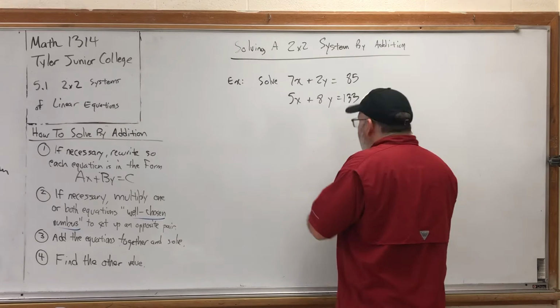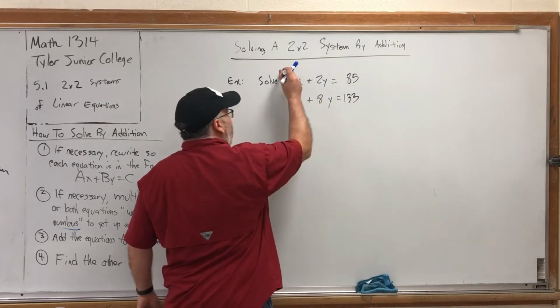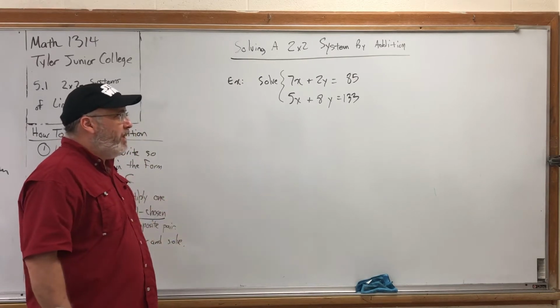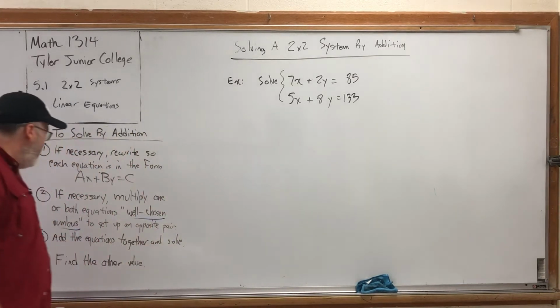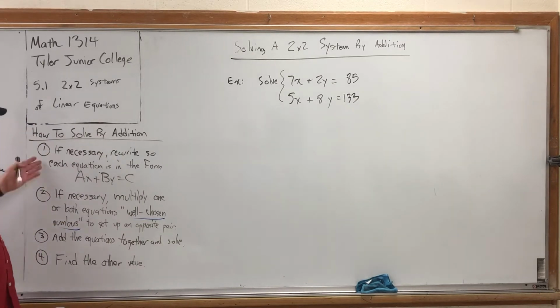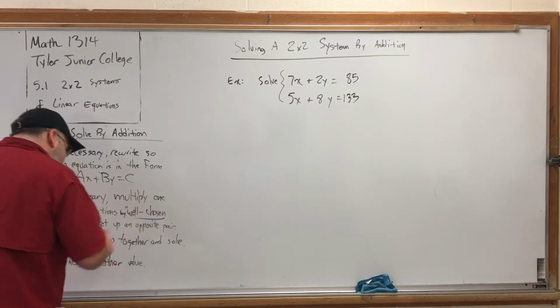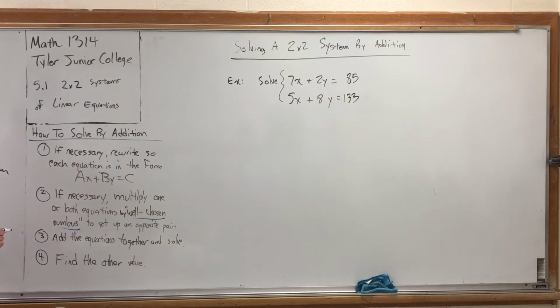We're going to solve this system. The first equation is 7x plus 2y is equal to 85. And the second equation is 5x plus 8y is equal to 133. I still have these steps: if necessary, rewrite so each equation is in the form ax plus by equals c. In other words, line up everything including the equal signs. If necessary, multiply one or both equations by well-chosen numbers to set up an opposite pair, and then add the equations together, solve, and find the other value.